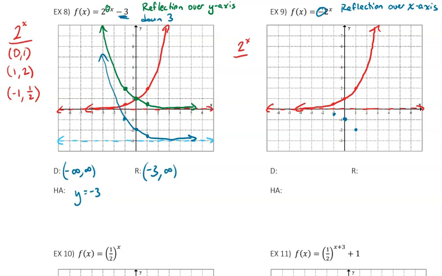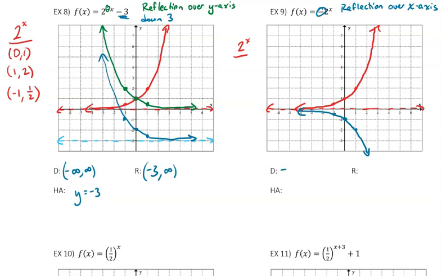Our asymptote is on the mirror in this case, so we don't have to reflect that at all, because it wouldn't do anything. Instead, our asymptote just stays there, and we can go ahead and draw our new graph.